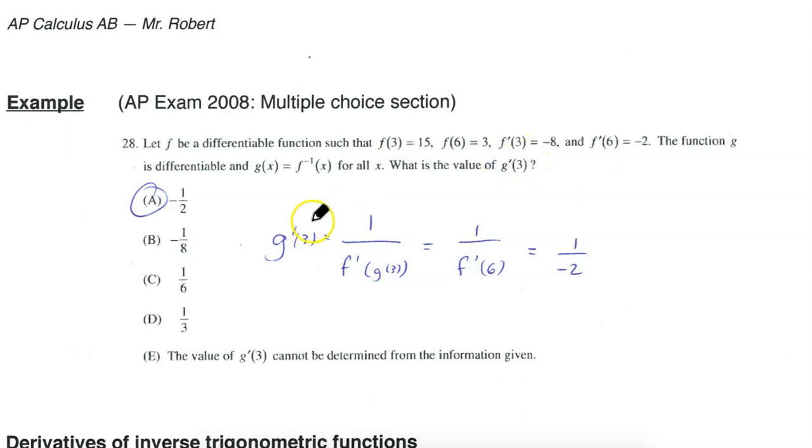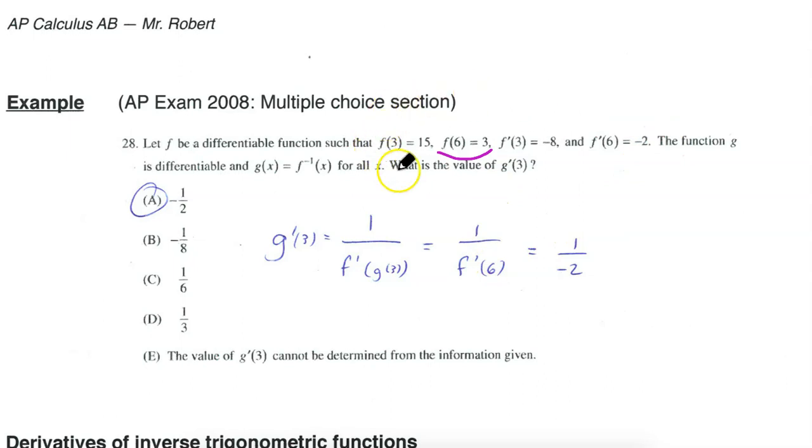So let's try. g prime of 3 means f inverse prime, so we can just apply the formula we saw above. And now we are in the situation where we need to know what g of 3 is. As we scan here, g of 3 is not given, but g is the inverse of f, so here's the key point. If f of 6 equals 3, that means g of 3 equals 6. Therefore we can write 6 here, and now what is f prime of 6?